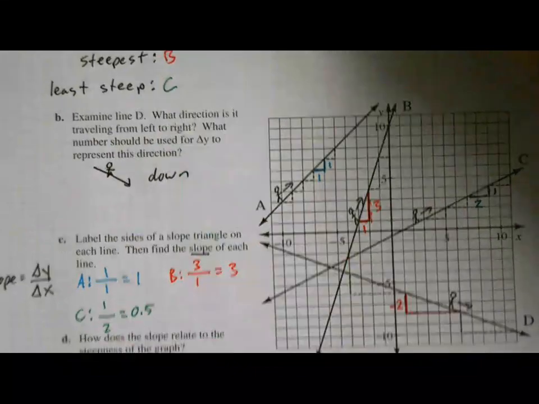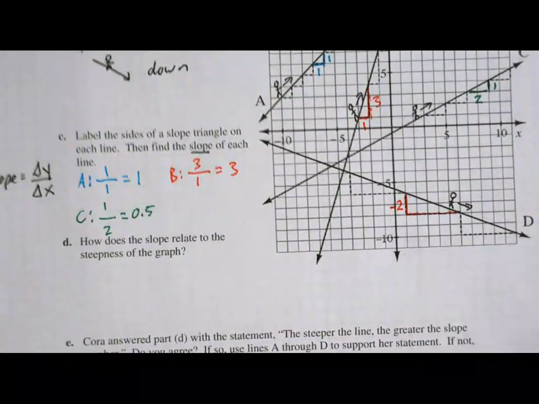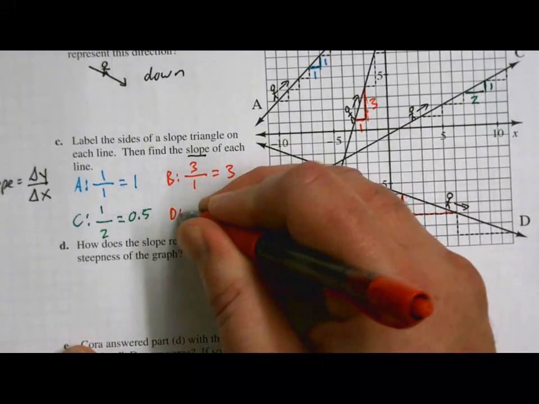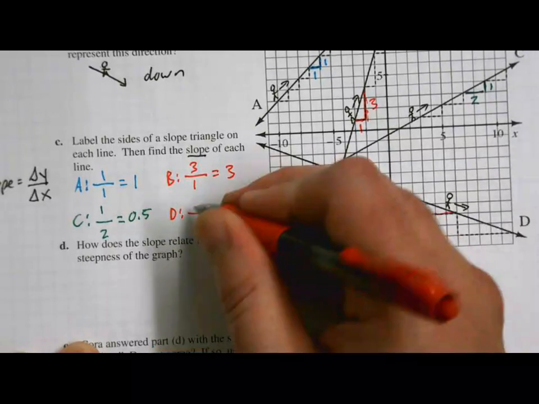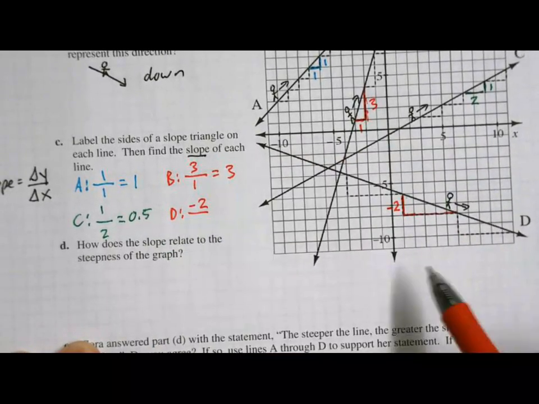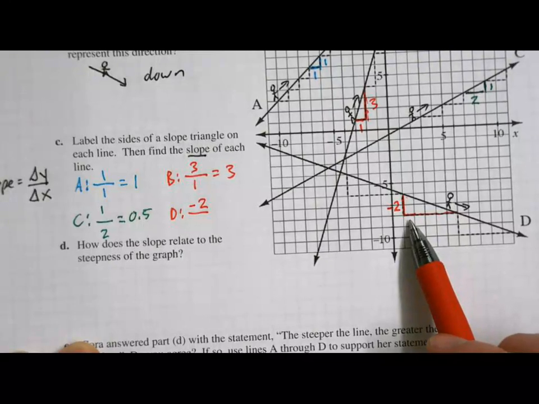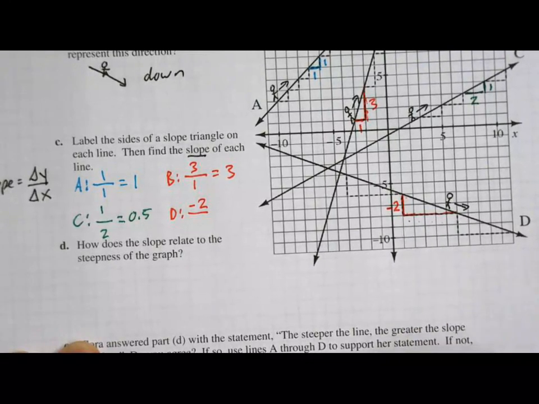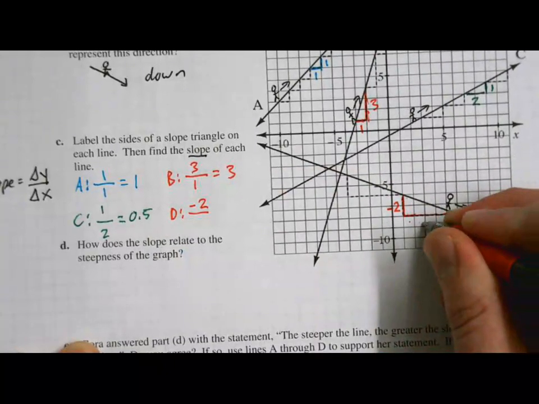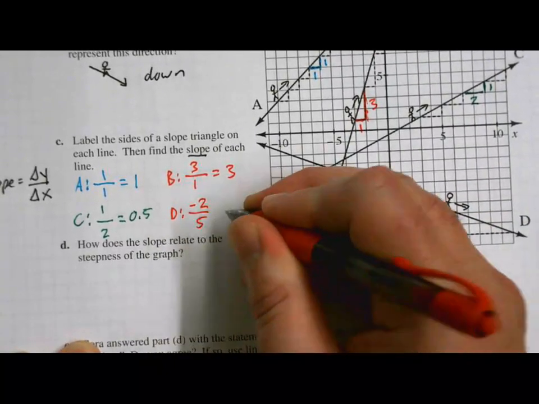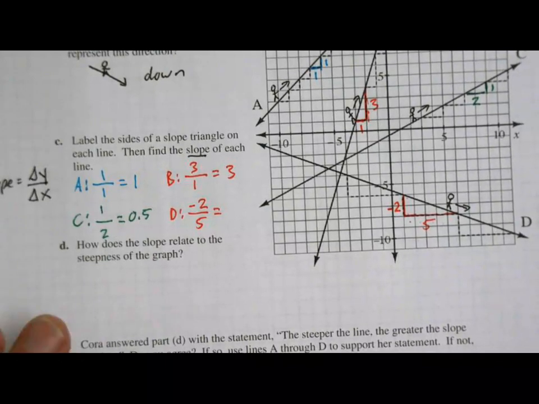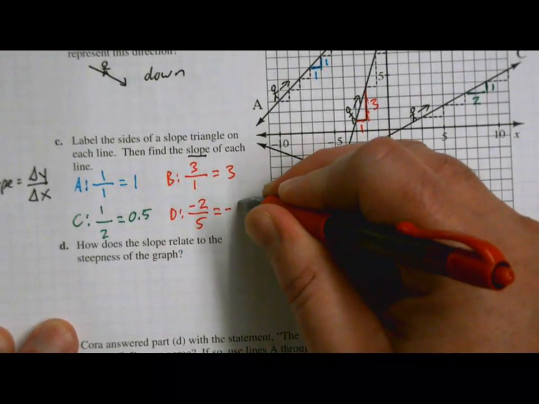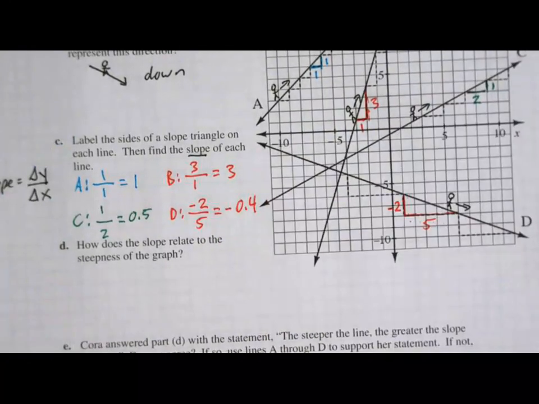All right, we've got one more to do here, and that's line D. We've already started forming its slope triangle right here. We said that the change in y was -2. And let's see what our change in x is. 1, 2, 3, 4, 5 spaces. My change in x is 5. So -2 over 5. We could leave that as a fraction, -2 over 5. We could put that into a calculator. -2 divided by 5 is -0.4.